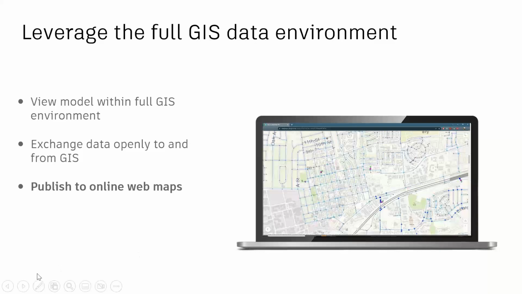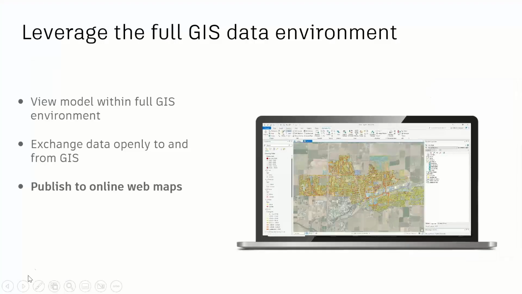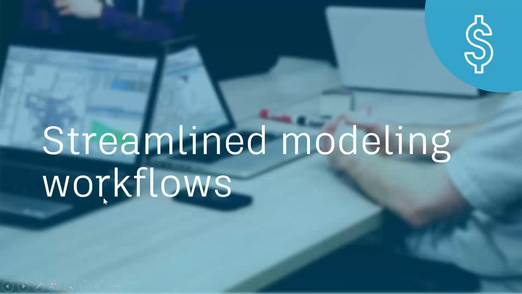So these are just, at a high level, some of the key functionalities when we talk about differentiators with InfoWater Pro. Being within the GIS platform allows you to do a lot of these things more easily. That's one pillar of InfoWater Pro: the integration with GIS. The second thing is we're going to show in the coming slides some of the streamlined modeling workflows that you can do within InfoWater Pro. And it's very important, and I'll keep emphasizing that.